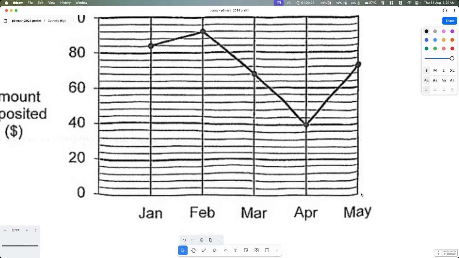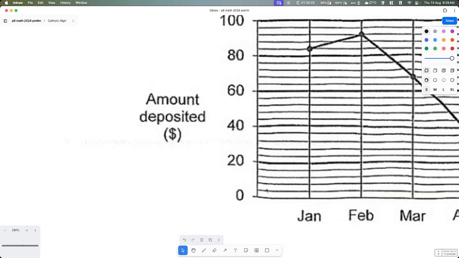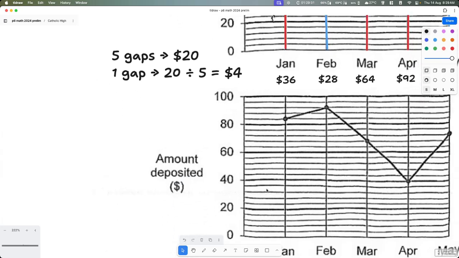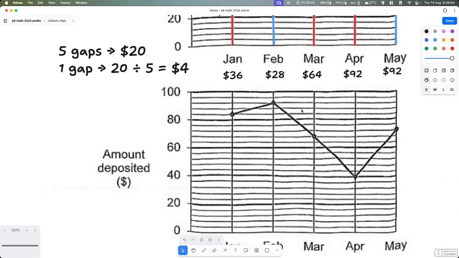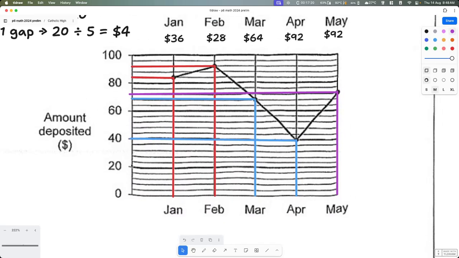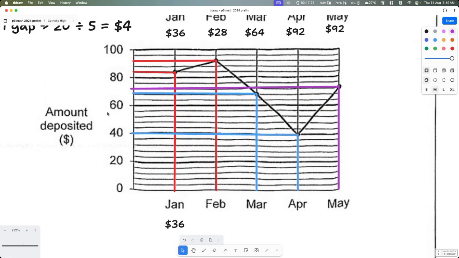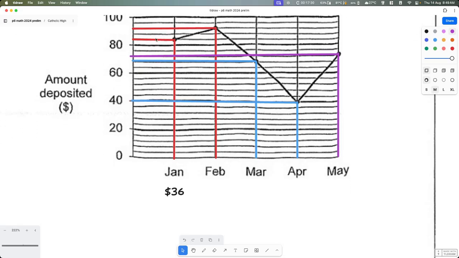So what about this? This also has the same number of gaps, 1, 2, 3, 4, 5. So 5 gaps, $20 as well. Same thing, but I'm going to draw the lines as well. Now with this, let's get how much he saved or deposited. Same thing, 5 gaps, 20. So one gap is $4. So January is $84.